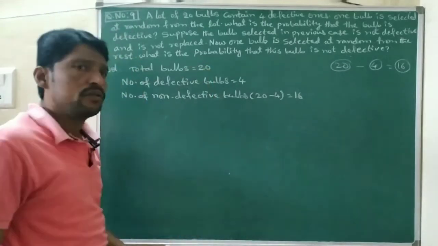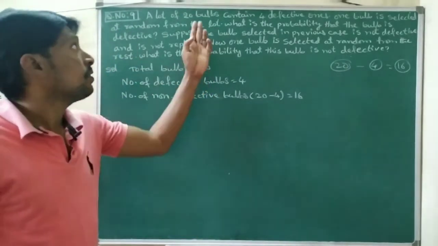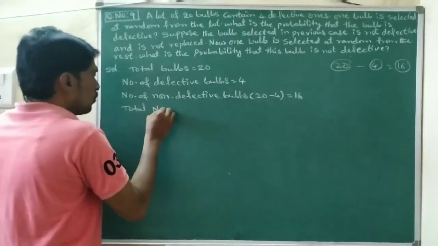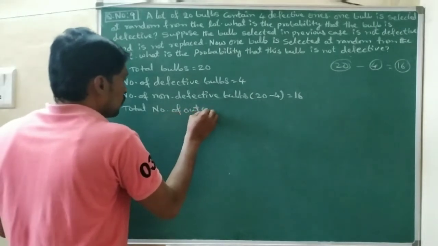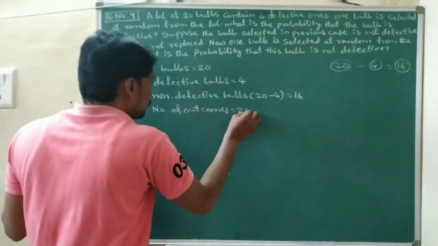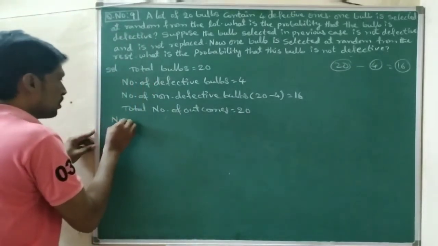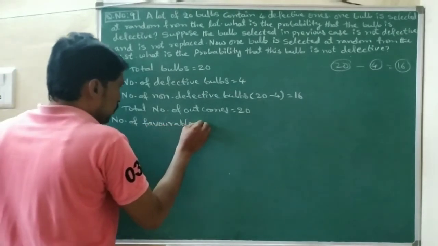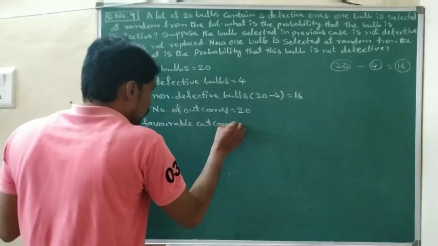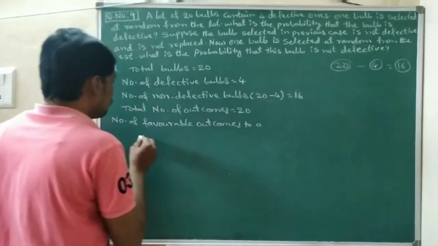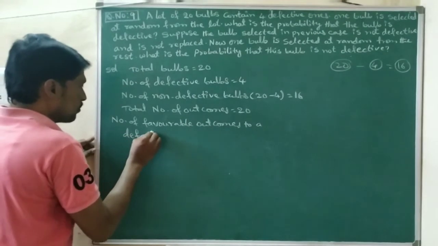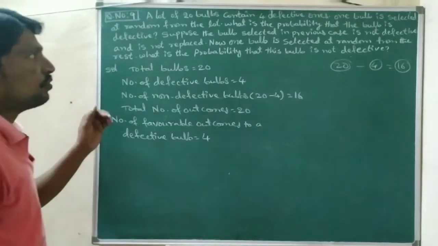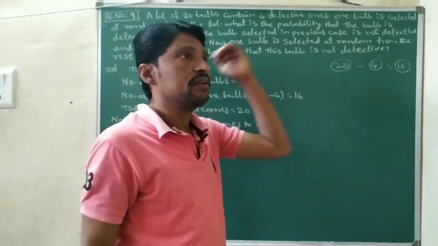So total outcomes, how many here? Total outcomes will be 20 outcomes. Write down. So total number of outcomes equal to 20. Number of favorable outcomes to a defective bulb equal 4. So now we need to find probability of the bulb is defective.